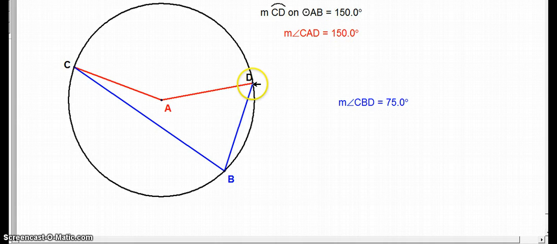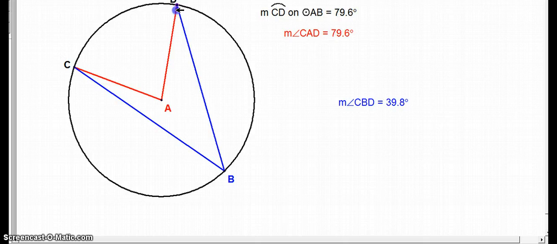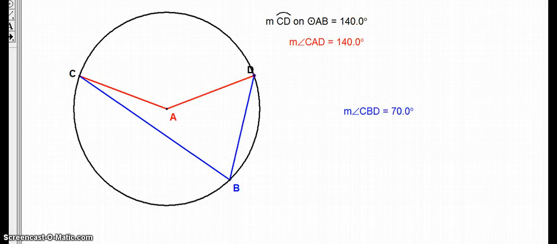So I can change this and not be 150, and let's say our CAD is 79.6, that's this angle here. Then arc CD, that's like the arc across from the angle, is also 79.6. Here's one more example. If CAD, the central angle, is 140, then the arc across from it is also 140.